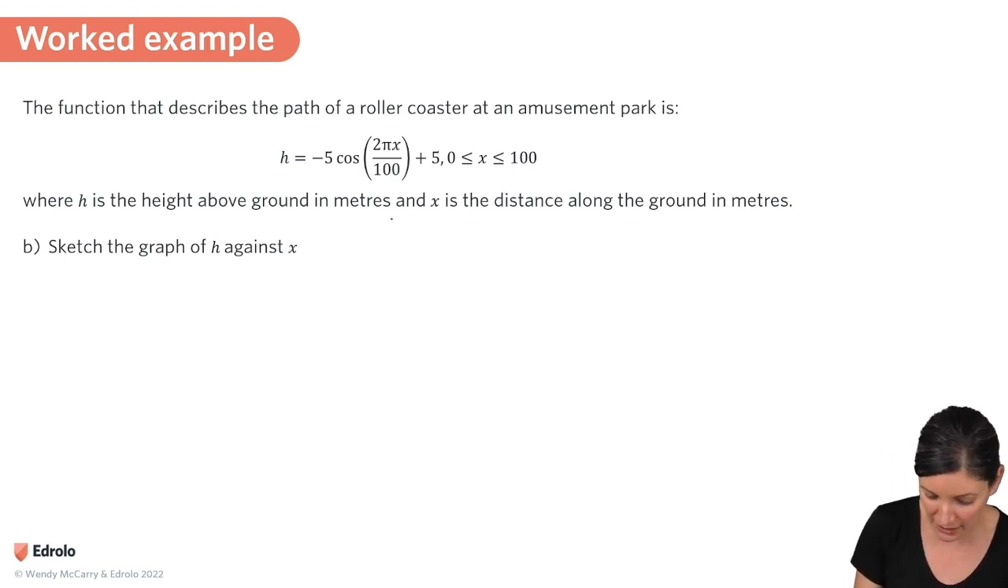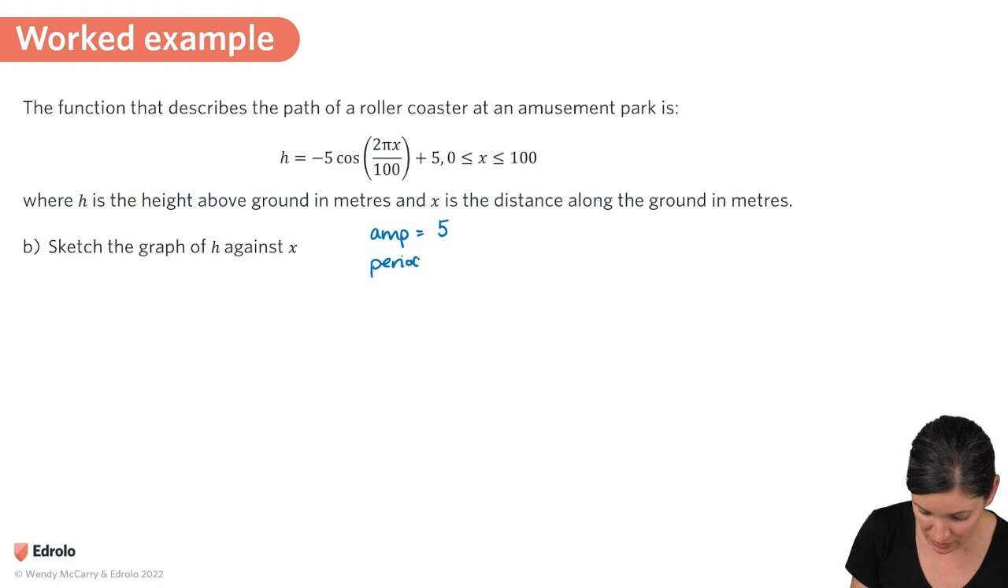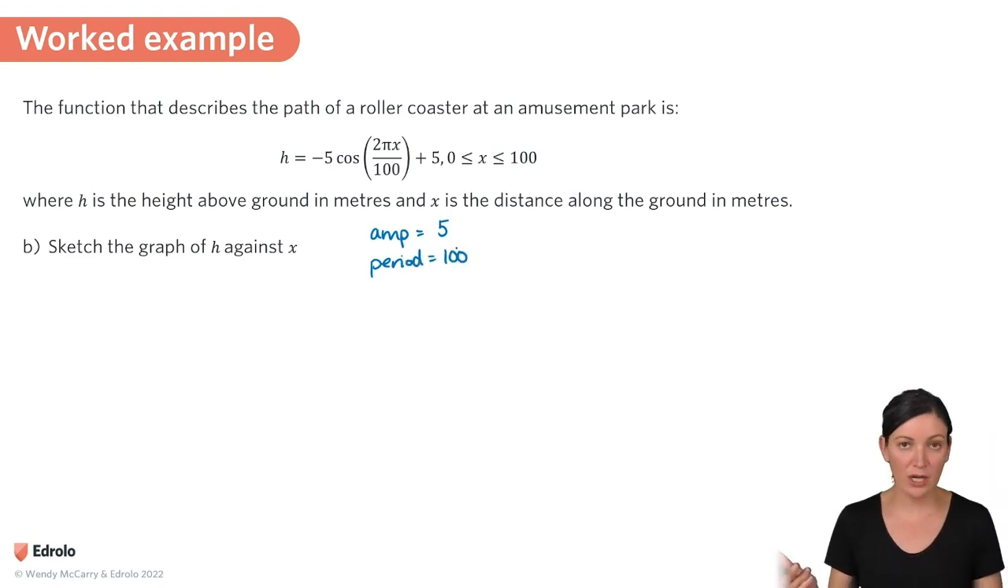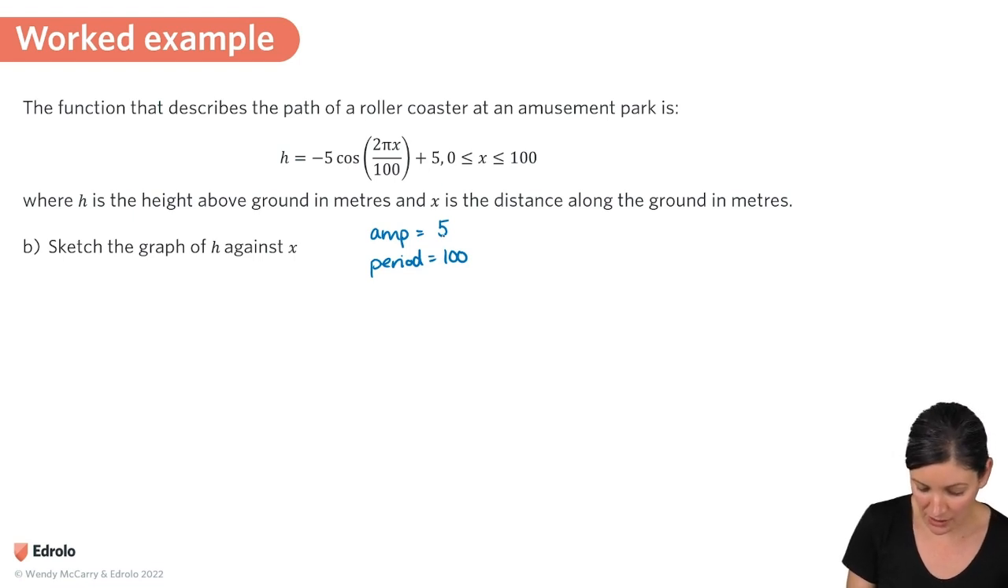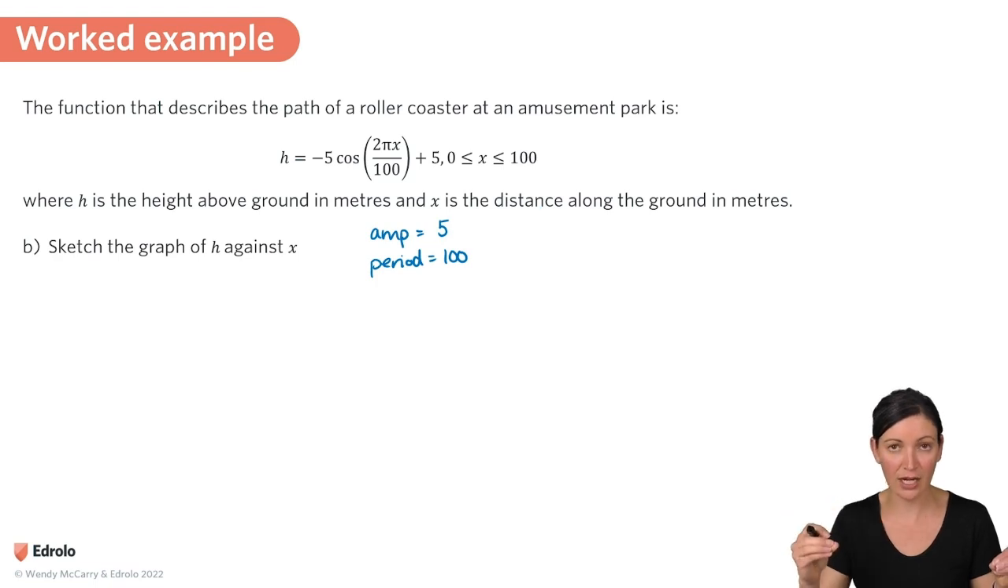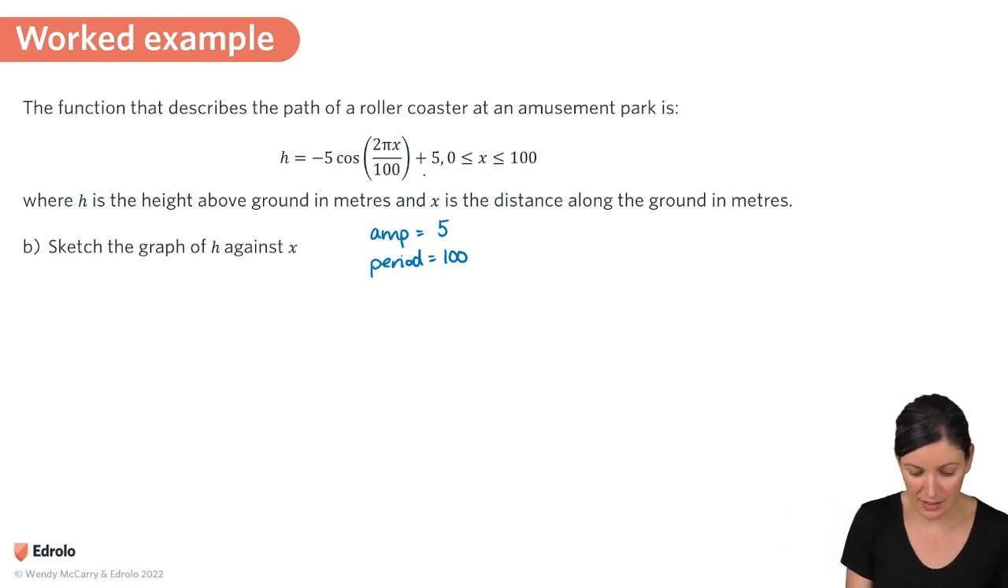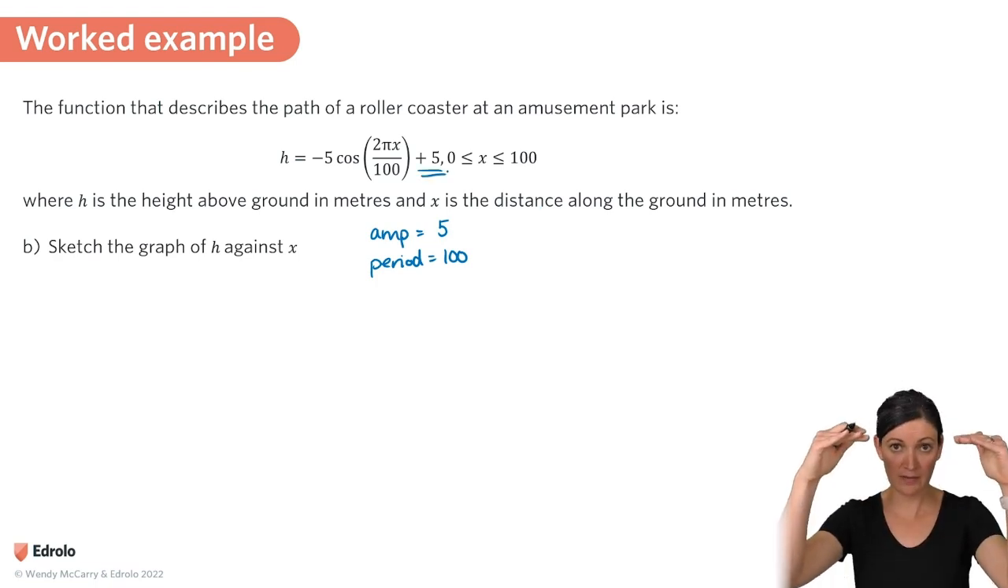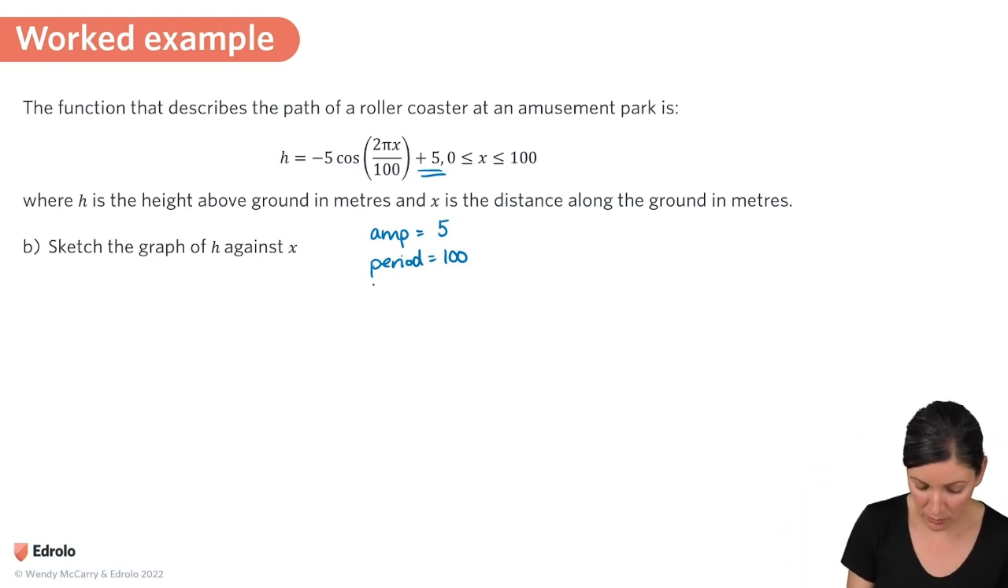I'm just going to write down again: we had an amplitude of 5, and we had a period of 100. We can also look at what our range would be. Because our amplitude is 5, normally we would go between -5 and 5, but we've actually got this shift up by 5 as well. So my range now is going to be between 0 and 10.